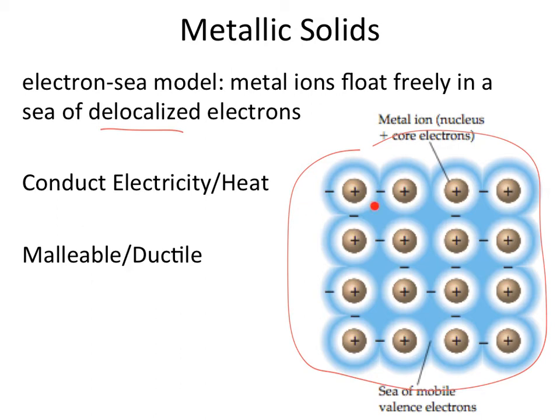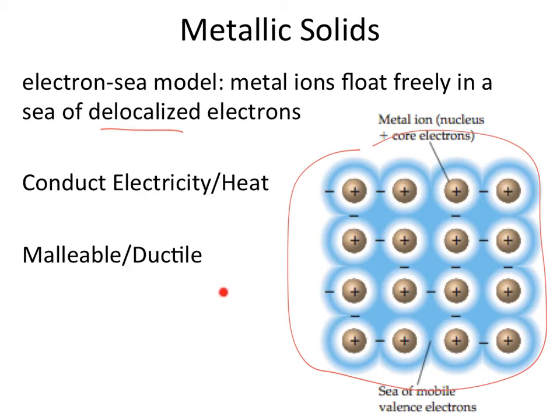So when we apply electrical current, basically the electrons don't have a problem moving on through the metal, because the electrons are just floating randomly anyway. Heat works in that same way. Basically, these delocalized electrons allow that heat energy to be transferred through in a very easy way.